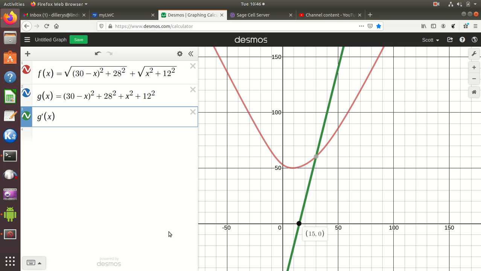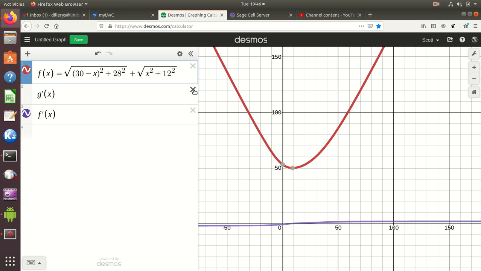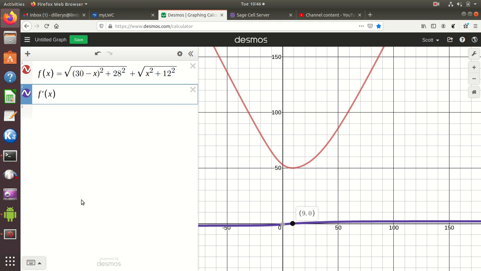not the same place. Okay, because if I look at f prime of x and look at where it's 0, right? It's 0 at 9. So, yep, this would have given us a bad answer had we done y squared plus z squared. So we'll get that out of there. But there's our f prime. We can see it's 0 at 9.